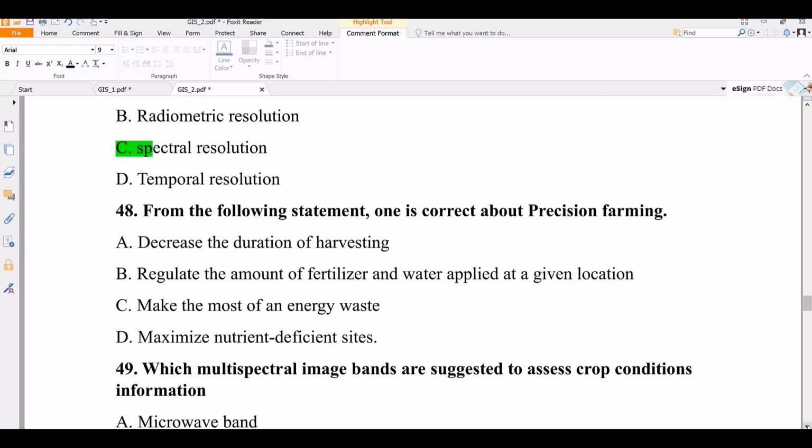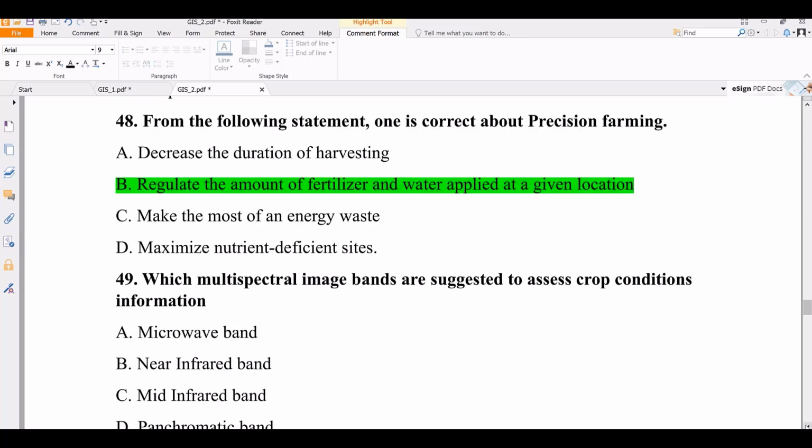48. From the following statements, one is correct about precision farming. A. Decrease the duration of harvesting. B. Regulate the amount of fertilizer and water applied at a given location. C. Make the most of our energy waste. D. Maximize nutrient efficient sites. So in precision farming, regulating the amount of fertilizer and water applied at a given location is the main principle.